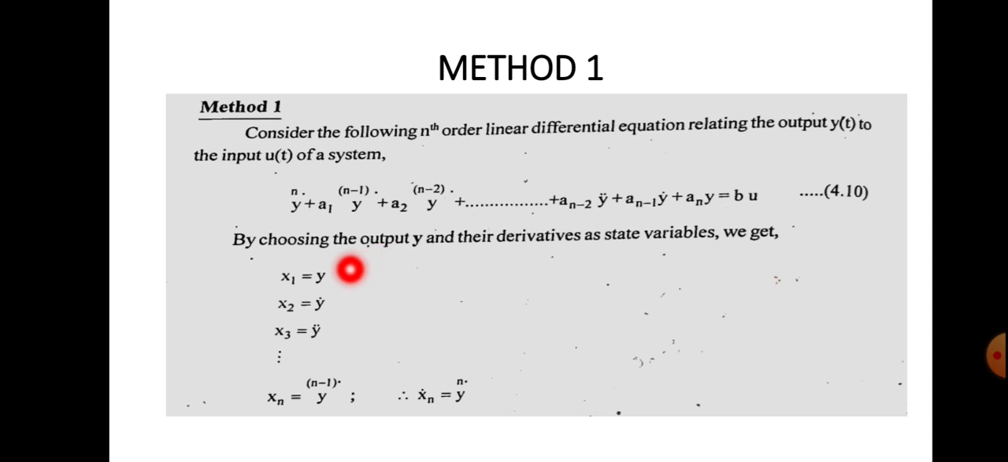In that case you substitute the state variables equal to the output and its derivatives. That is, x1 will be equal to y, x2 will be equal to y dot, x3 will be equal to y double dot, and like that xn equal to y^(n-1). So this is the form: each state variable is equal to the output or one of its derivatives. Generally we can write xn dot equal to y^(n). That is, x1 dot equal to y dot, x2 dot equal to y double dot, like that.